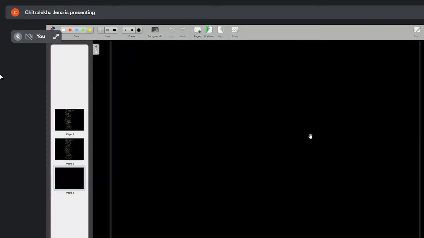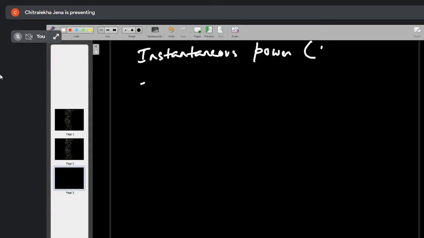Okay. So now come to instantaneous power. I have told you how you are finding out instantaneous power. Instantaneous power is denoted as small letter. All small letters represent instantaneous values. Small v, small i, all are instantaneous values. That depends upon the time, the value at a particular instant.